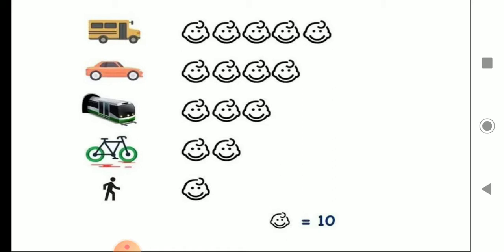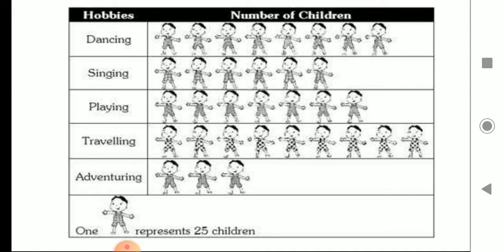These are 30. By bicycle 20, and by walking 10 students come to school. Here are the hobbies of the students: dancing, singing, playing, traveling, adventuring. One picture of one student stands for 25 children. So you are required to answer this: how many students have the hobby of dancing?